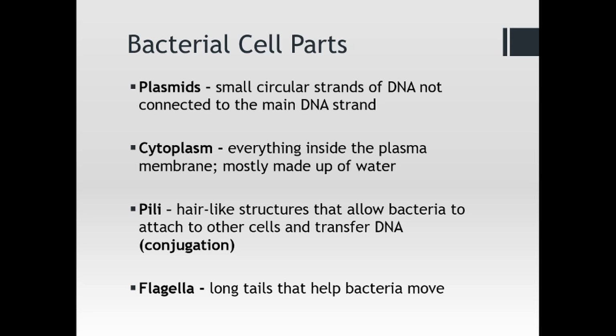Pili. These are hair-like structures that allow bacteria to attach to other cells and transfer DNA. And as I mentioned in the picture of the cells, remember those root-like structures called fimbriae? Well, they have hundreds of those, sometimes thousands of fimbriae per cell. Pili, they only have a handful of them, less than 10. They use these pili mainly for transferring DNA through a process called conjugation.